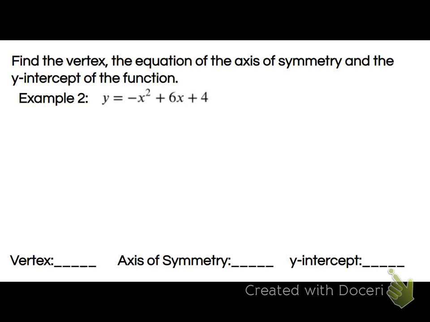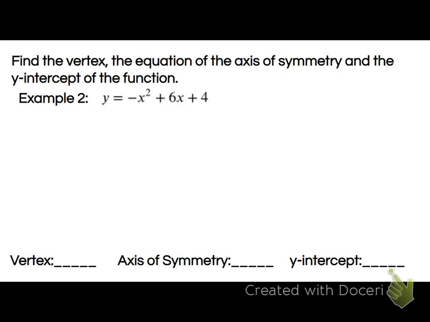It says find the vertex, the equation of the axis of symmetry, and the y-intercept of the function. So we need to use example number 2, y equals negative x squared plus 6x plus 4. We're going to use this quadratic function and find these 3 things. Now, to start, according to step 1 on your notes, what's the first thing that I need to find? The x, which is our axis of symmetry. Good.